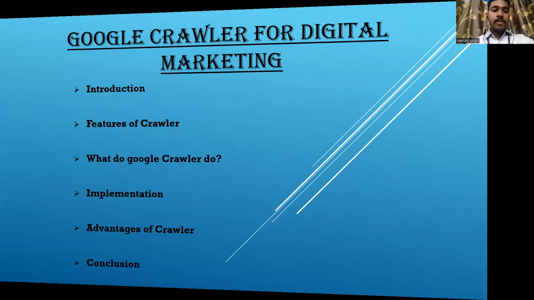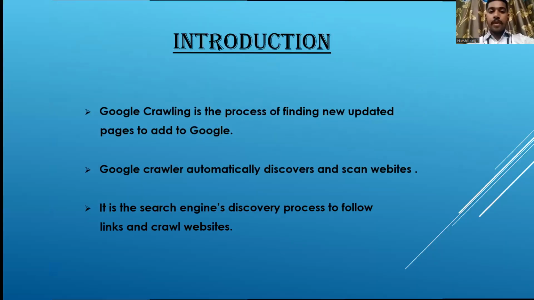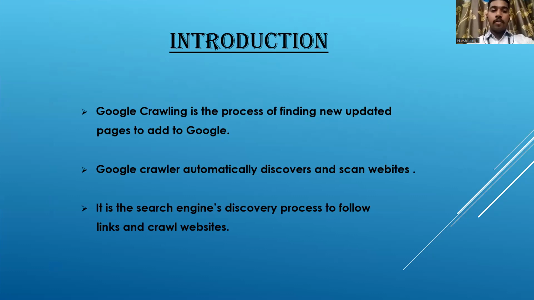Google Crawler is the process of finding new and updated pages to add to Google. Basically, Google crawlers fetch the details regarding the keyword which we have searched, and according to that, it fetches the new updated pages and the pages which are already there in Google, and gives the response. Google crawler automatically discovers and scans websites. The website is already mentioned in the code. We can change the website also, but it goes with the website which is mentioned and gives the content to us. It is the search engine discovery process to follow links and crawl websites.